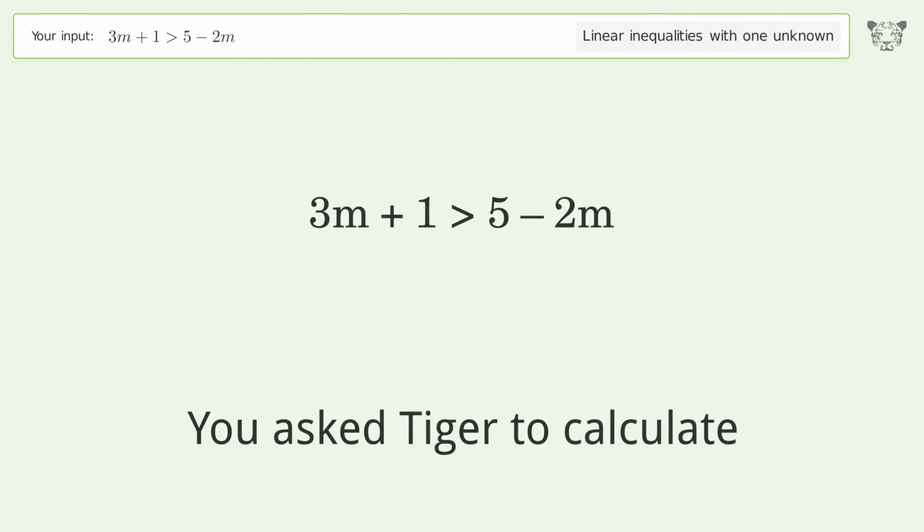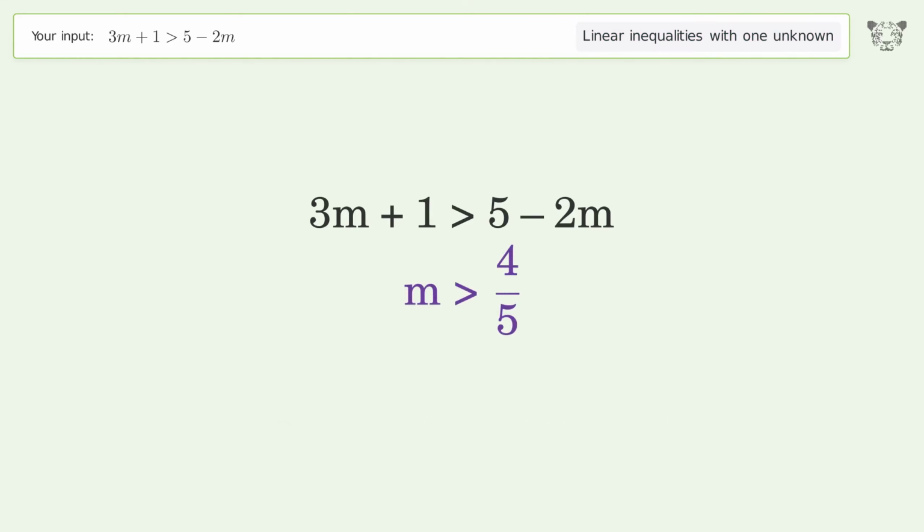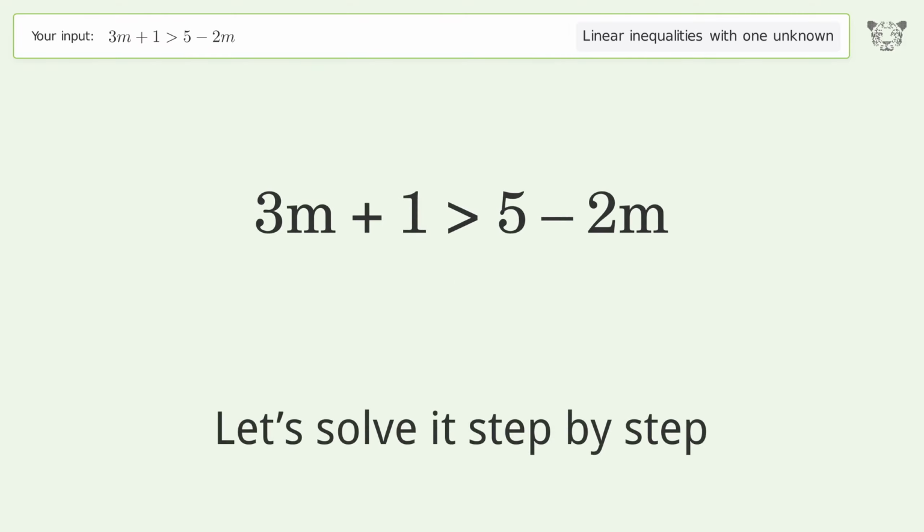You ask Tiger to calculate. This deals with linear inequalities with one unknown. The final result is m greater than 4/5. Let's solve it step by step.